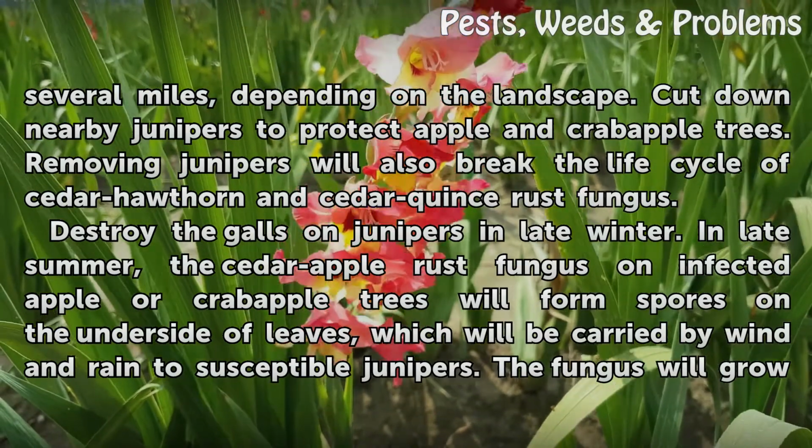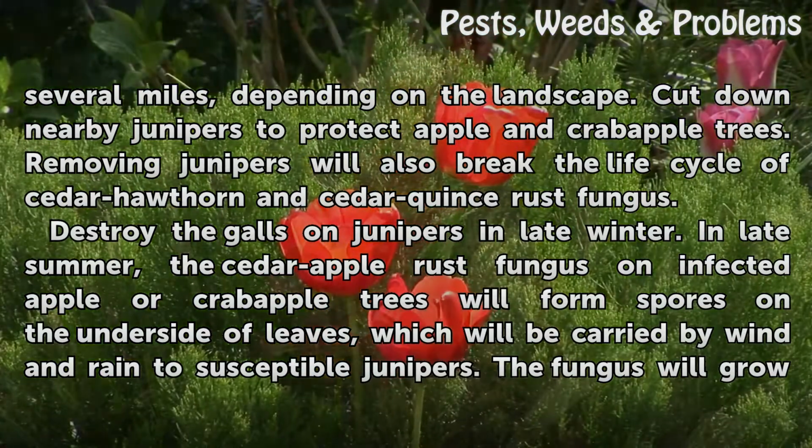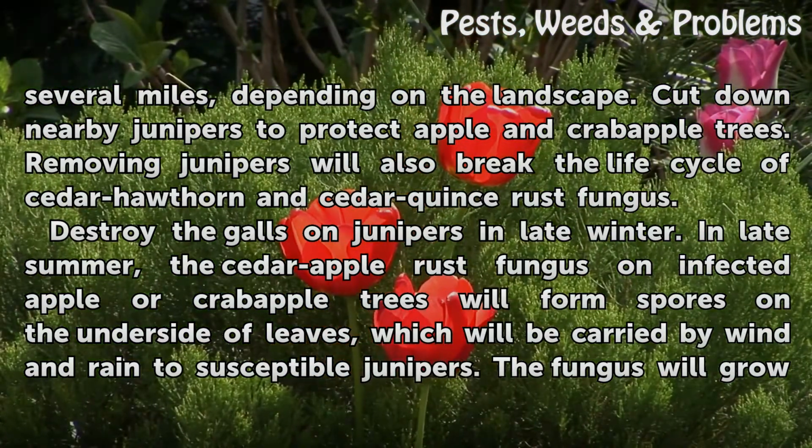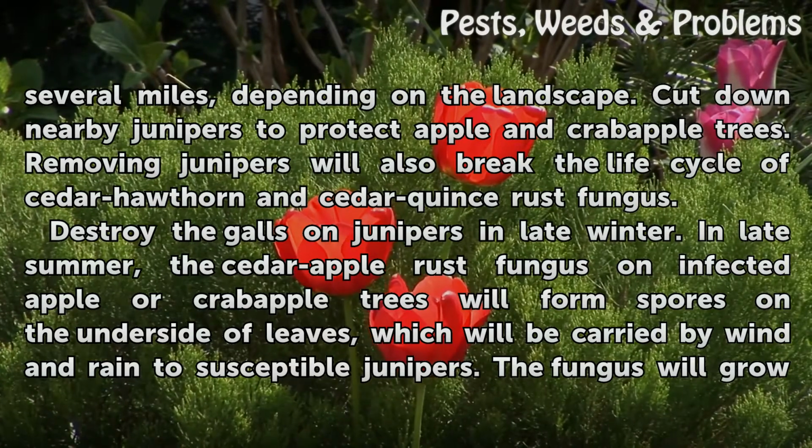Cut down nearby junipers to protect apple and crabapple trees. Removing junipers will also break the life cycle of cedar hawthorn and cedar quince rust fungus. Destroy the galls on junipers in late winter.